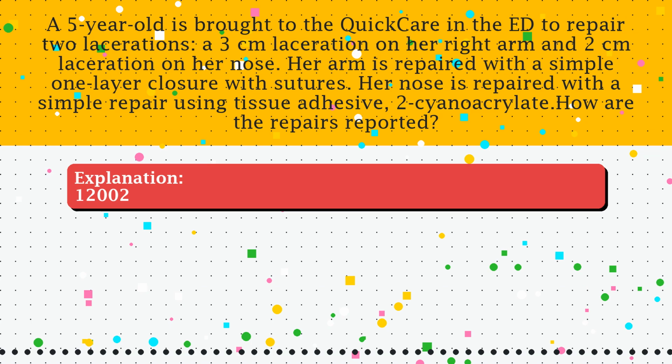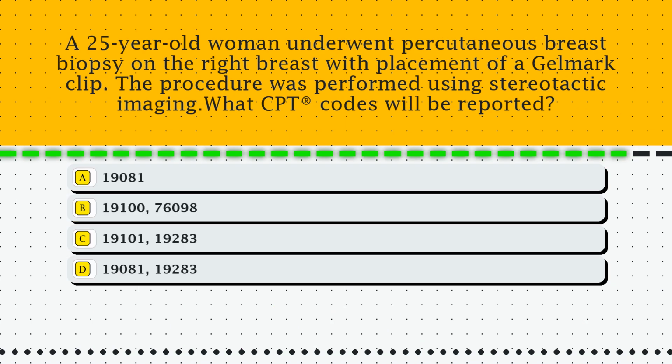Question 29. A 25-year-old woman underwent percutaneous breast biopsy on the right breast with placement of a gelmark clip. The procedure was performed using stereotactic imaging. What CPT codes will be reported?